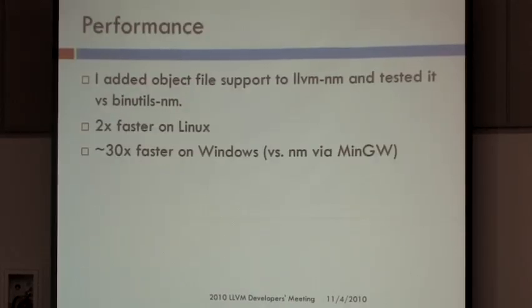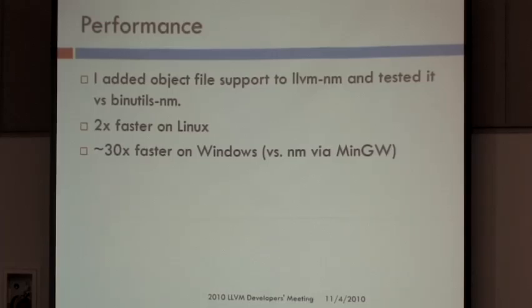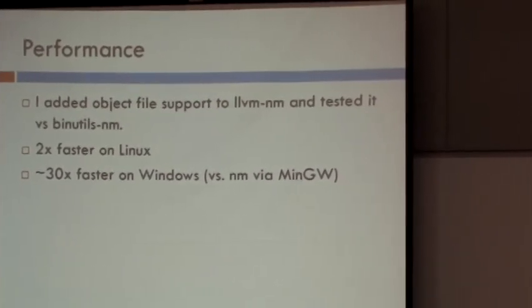So, performance results. I added object file support to LLVM nm, which is just the symbol table dumper, which currently only works on bitcode files. It was 2 times as fast on Linux, and it was 30 times faster on Windows against nm versus MinGW. I don't know why it was so much faster on Windows, because I'm not even doing memory mapped files on Windows, because LLVM doesn't support that in the system library yet. But I found that the MinGW tools are pretty slow.